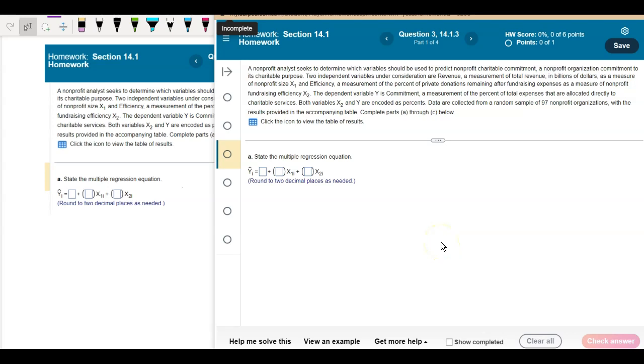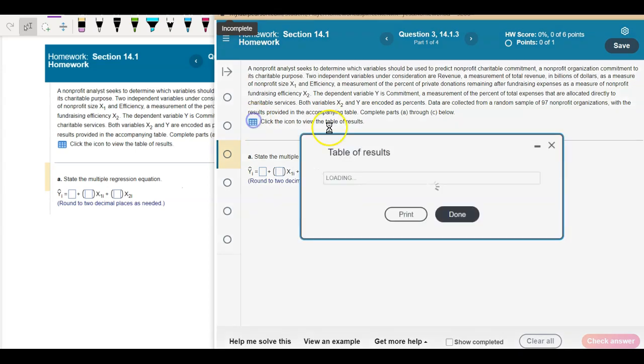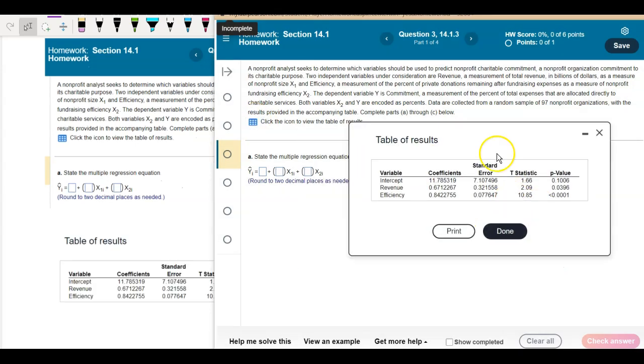All right, so this is question 3, and we want to answer the parts from A through C. The first part, we want to state the multiple regression equation. To do this, we just need to get the data. In this table, we get the output as we got it on Excel. We did not get the raw data.